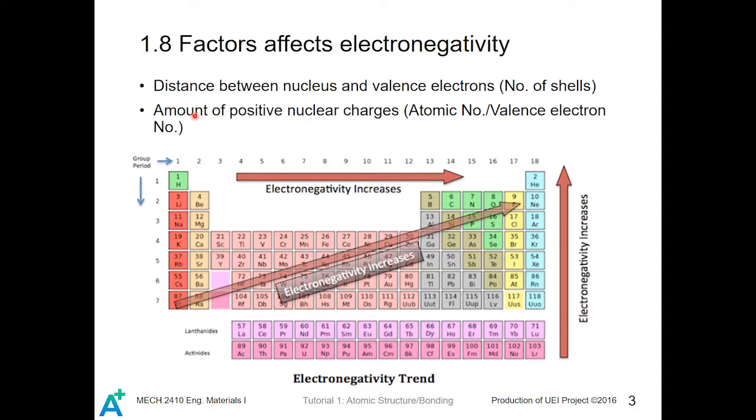For a higher amount of positive nuclear charge, there will be a higher electronegativity. For example, within the same period, elements at the right position have a higher atomic number. That means they have a higher positive nuclear charge. By Coulomb's law, we know that for a higher amount of positive nuclear charge, the attractive force is higher. And in this way, we have concluded some electronegativity trends.